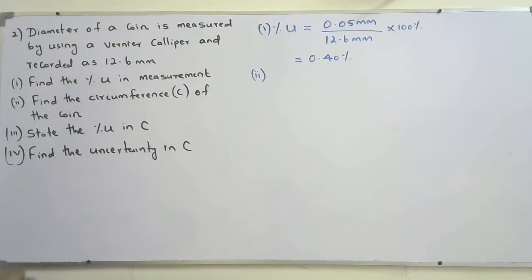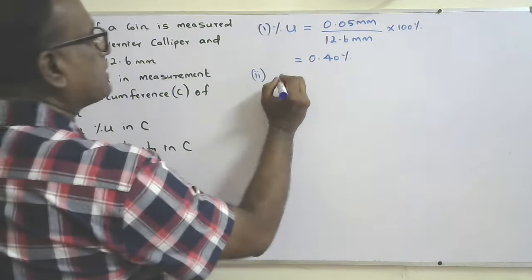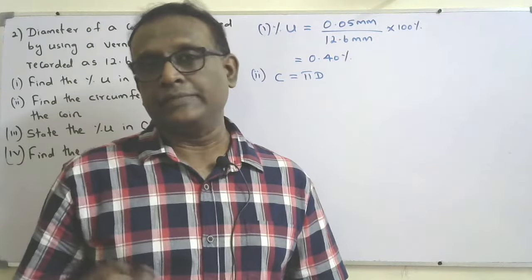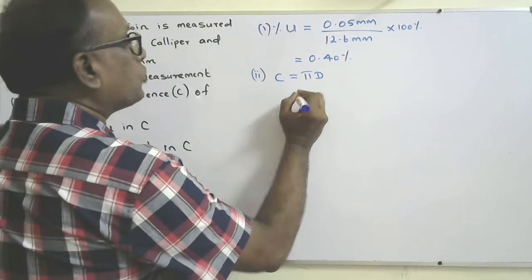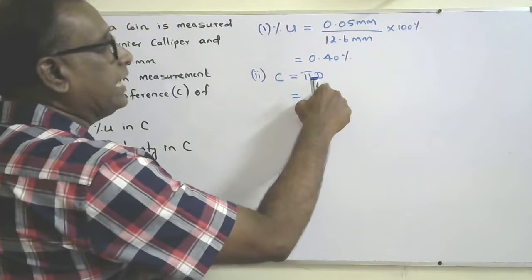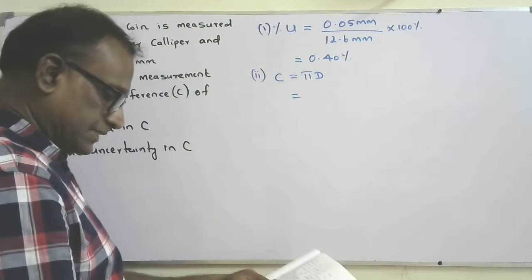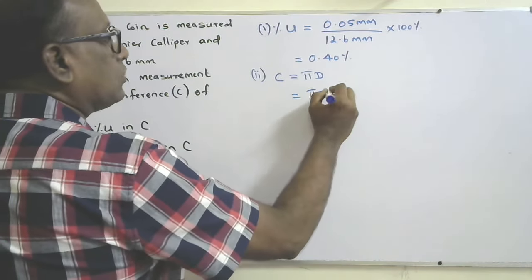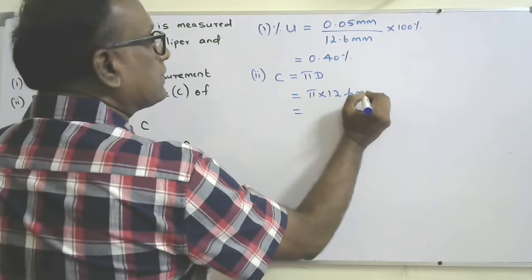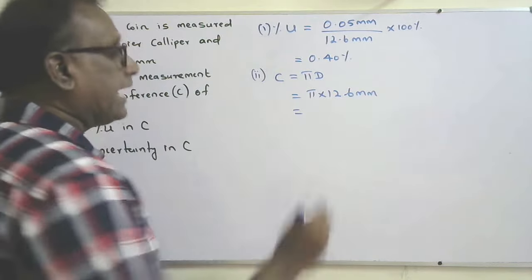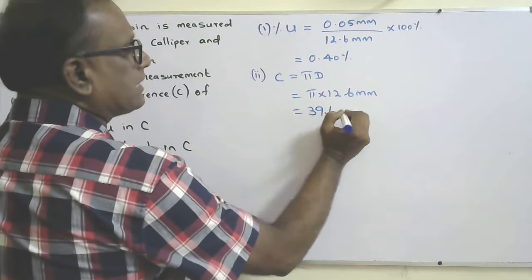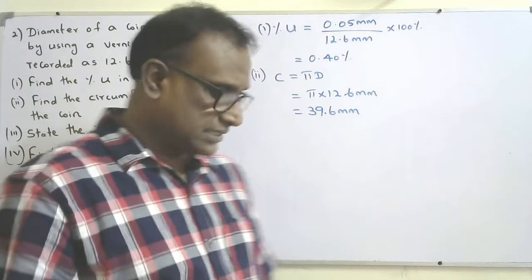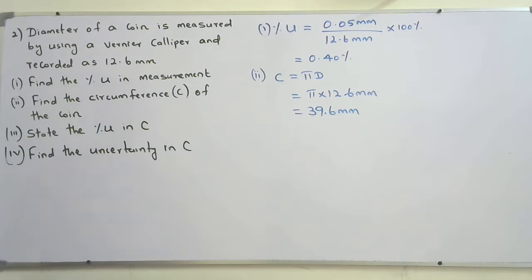Second part, find the circumference of the coin. You know, circumference is given by pi d or 2 pi r. So 2 into r is diameter, so pi d. You are multiplying the measurement, which is d, by pi. If you substitute the value of d, which is 12.6, so pi into 12.6 millimeter, you will get 39.6. Normally we give in 3SF, mark scheme accepts 3SF, so 39.6 millimeter. That's the circumference.